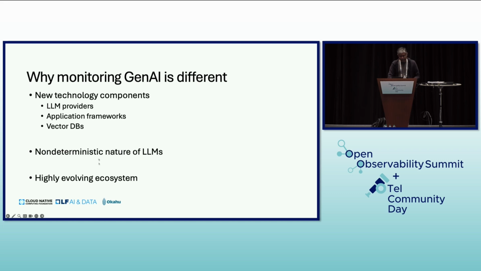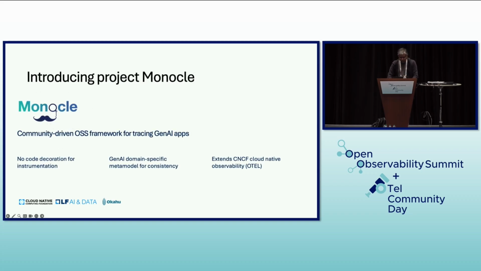And as I said, lastly, it's a very highly evolving ecosystem. So many new things are coming up. So you have to spend a lot of time instrumenting as opposed to actually understanding the product and building your solution with it. So that's why we introduced Monocle late last year. We started this as a closed source project and then took it to Linux Foundation Data and AI. So as I said, it's a community-driven open source project.